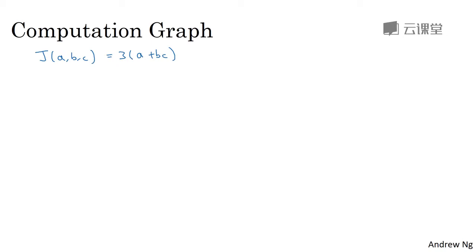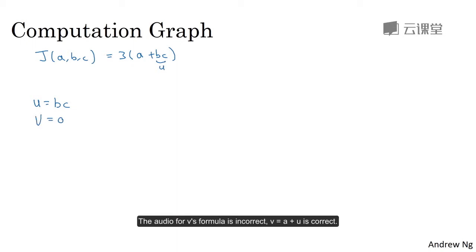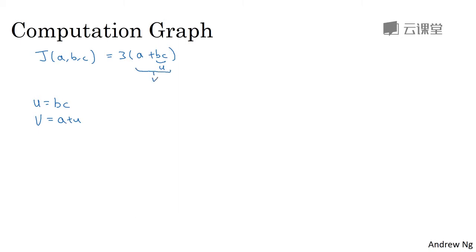The first is you need to compute b times c, and let's say we store that in a variable called u, so u is equal to b times c. Then you might compute v, which is equal to a plus u. And then finally your output J is 3 times v. So this is your final function J that you're trying to compute.